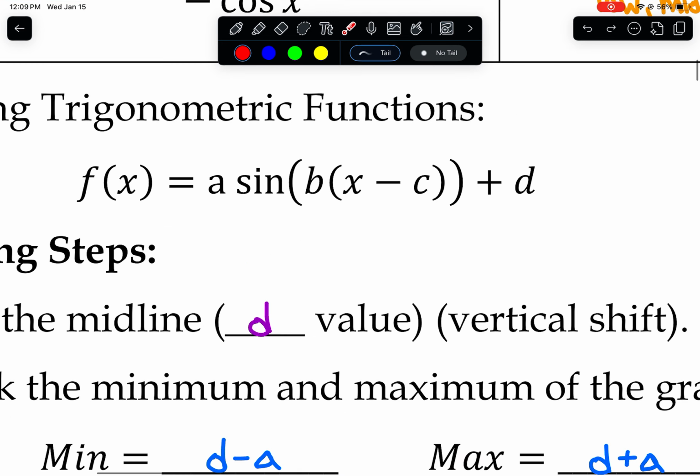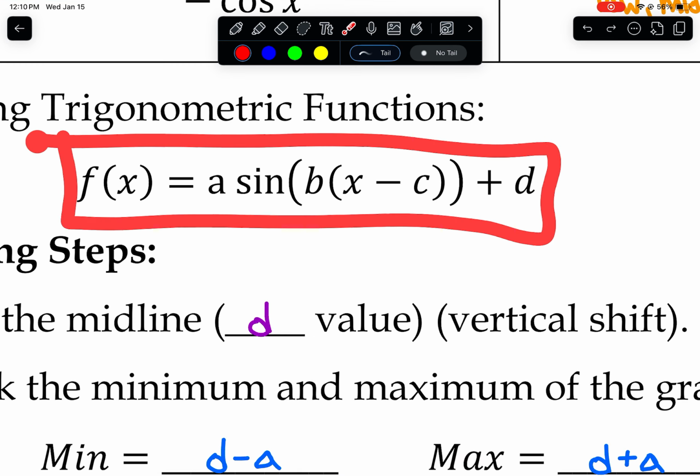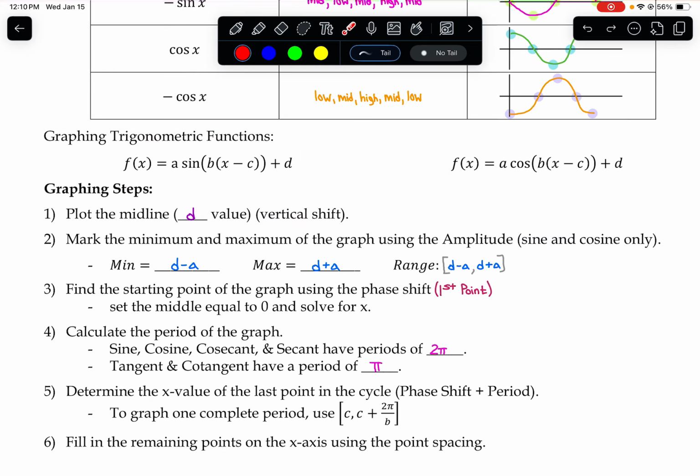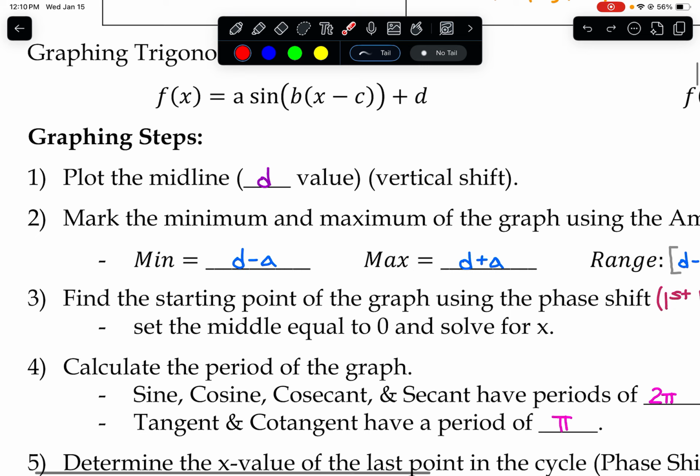So to start off, we're going to be using our model here that we've been using for these trig functions. So first thing that we're going to do is start with your midline, which is going to be your D value, which is your vertical shift. So that is going to be the value that's being added or subtracted at the very end. So of course, if it's positive, we're going to go up, and if it's negative, we're going to go down.